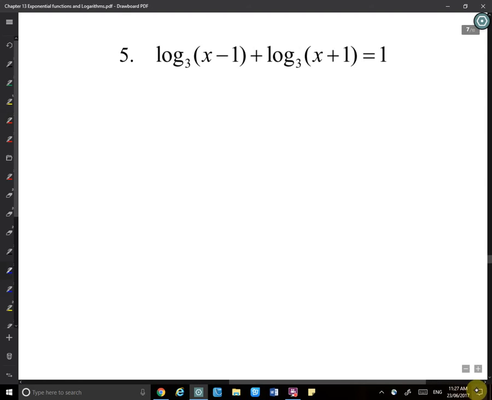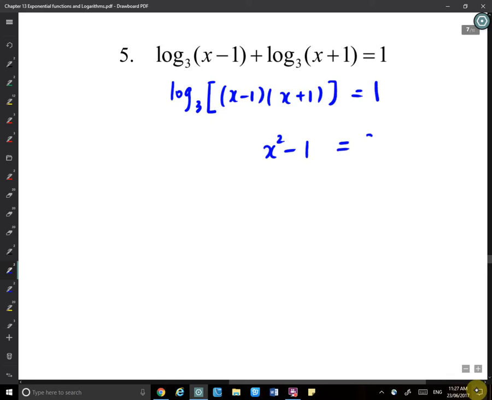Now what we have is 2 log functions added together. So what we'll have is log 3 of (x - 1) times (x + 1) equals 1. So (x + 1) times (x - 1) is x squared minus 1, which equals 3 to the power of 1. So x squared equals 4. What will x be?